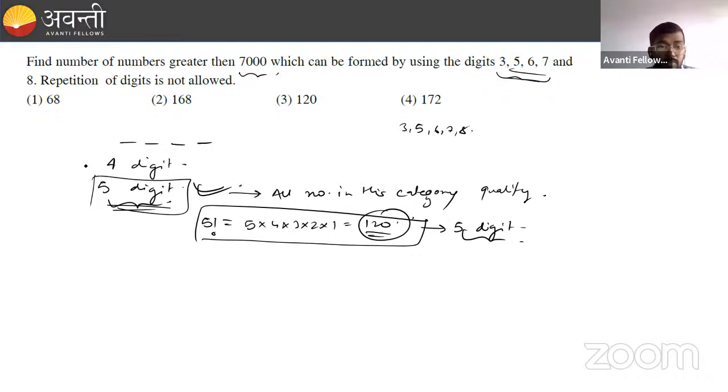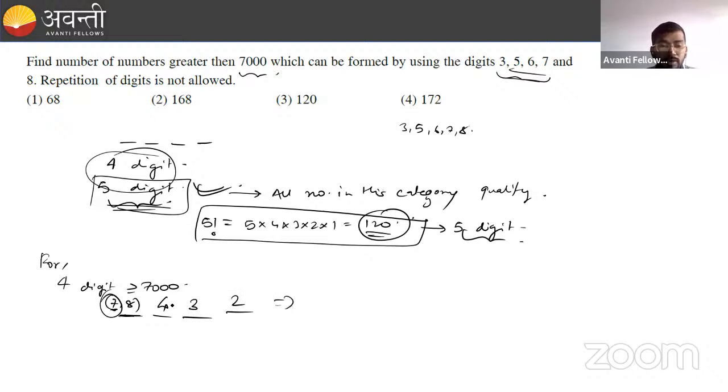Now for a 4-digit number to be greater than 7,000, see, first of all, we need to know that there are two possibilities. You can place 7, you can place 8, right? When 7 is placed here, how many options do we have? 4 options here, 3 options here, 2 options here. So how many possibilities? 4 into 3, 12, into 2 is 24.